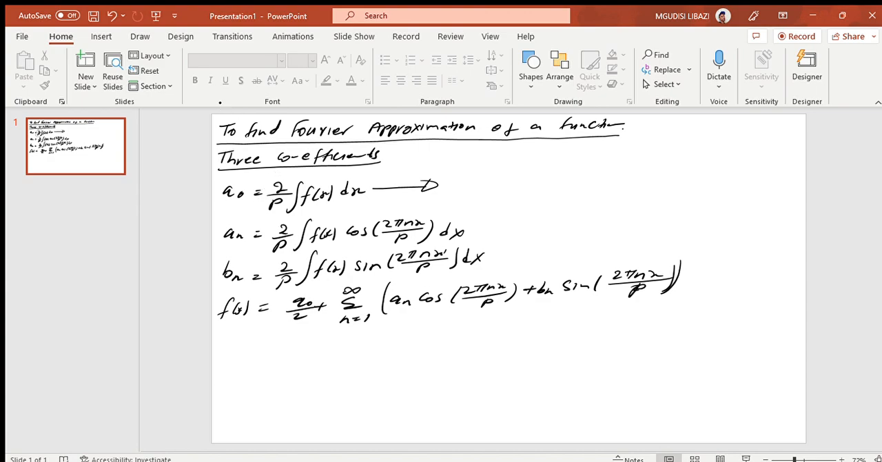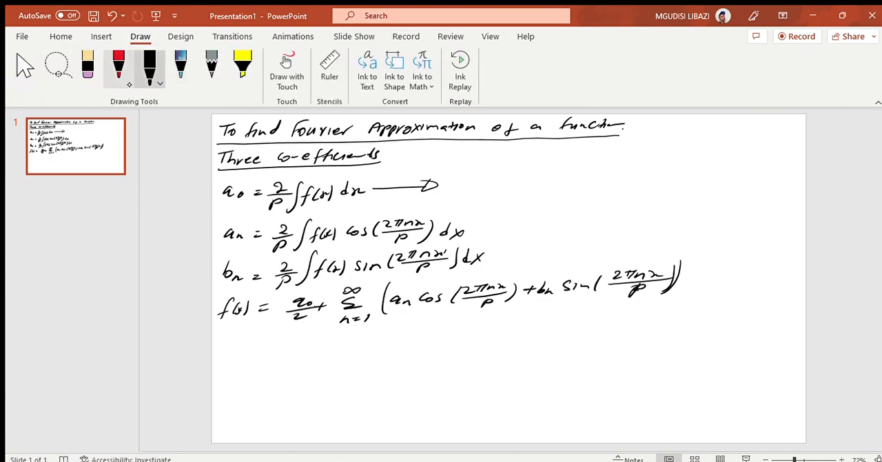So you can see that if a0 is given as 2 over p times the integral, then in the Fourier approximation we will have a0 over 2. If it's given as 1 over p times the integral of f of x dx, then it will just be a0, not divided by 2, so it gives you the same thing at the end of the day. So yes, that's how it is.